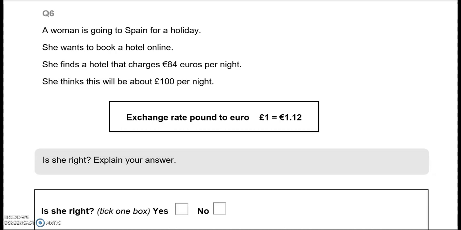Okay, so £1 is equal to €1.12. What about £100? To get from 1 to 100, we've multiplied by 100. We'll do the same on the other side, and that is going to give us 112 euros, which is not the same as 84 euros. So is she right? No.